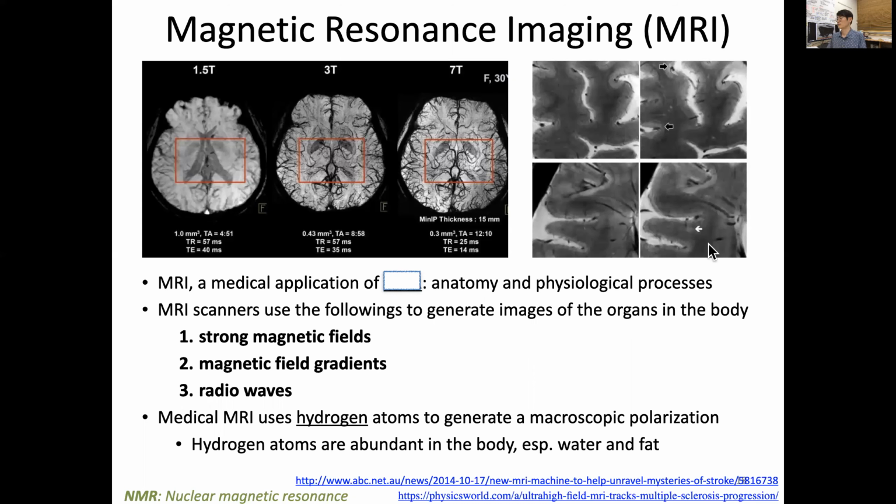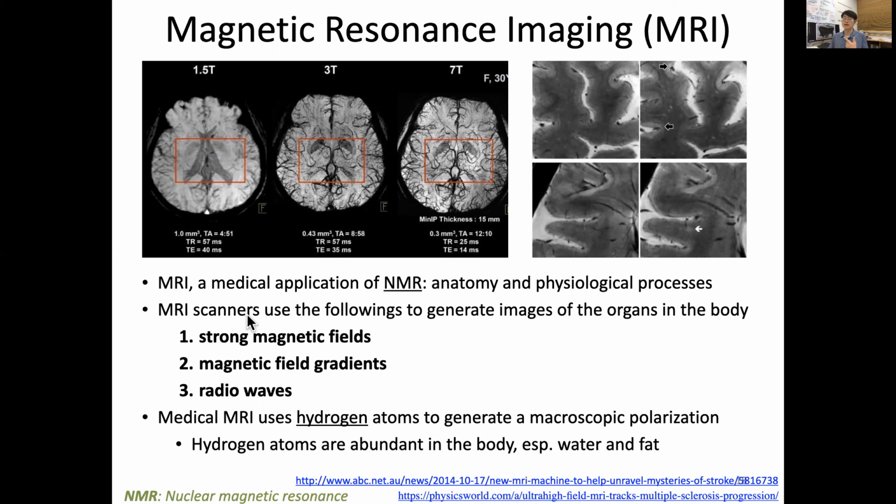As this example shows in multiple sclerosis, longitudinal imaging shows finer, smaller lesions, so disease progression can be followed up with 7 Tesla MRI. So MRI is a medical application of nuclear magnetic resonance, which I wrote down here. NMR is usually a spectroscopic technique, which also got a Nobel Prize for its discovery, but MRI makes it really an imaging technique. So it gives anatomy and also physiological processes, such as some kinds of functions.